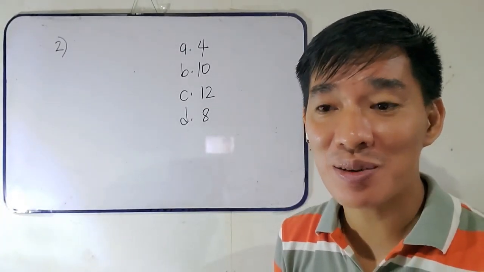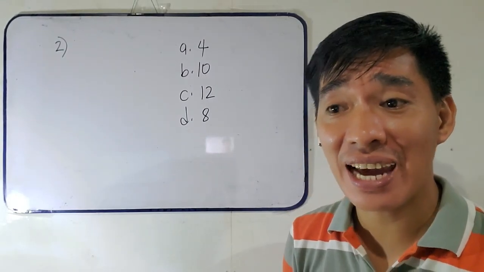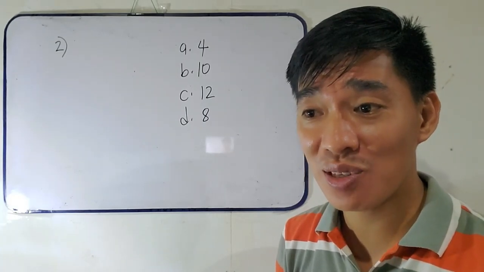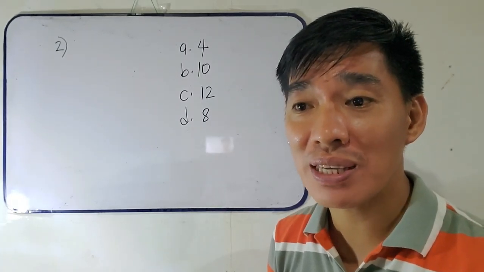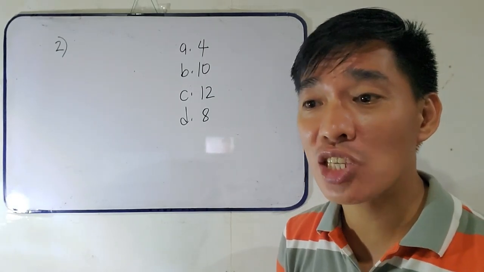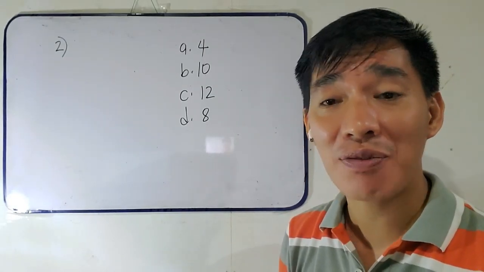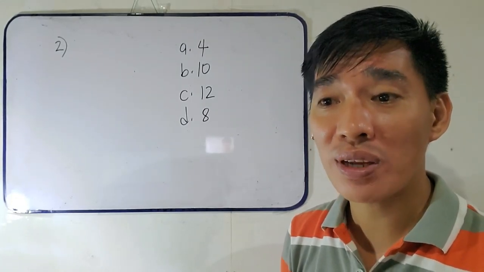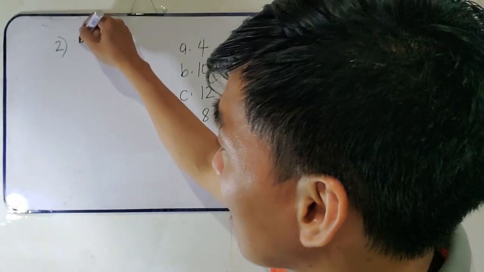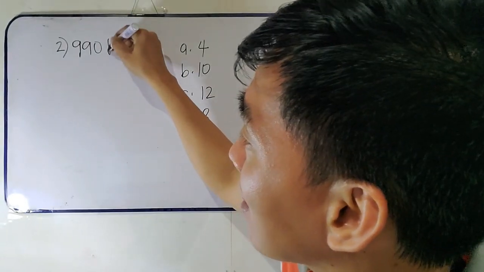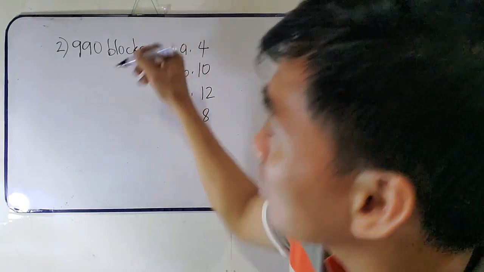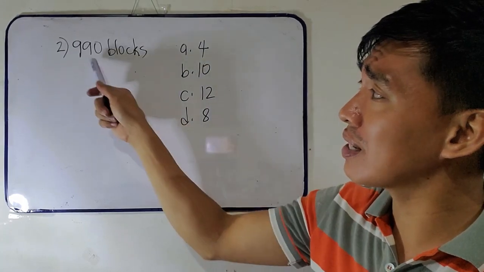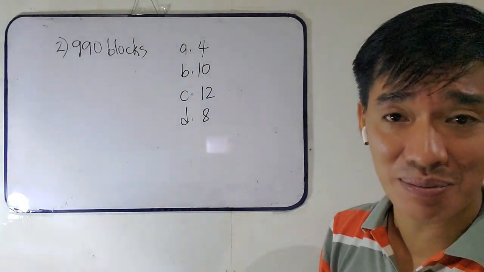For item number 2, Teresa is organizing 990 blocks into boxes at the toy store. She needs to put the same number of blocks in each box without any leftover blocks. How many boxes would Teresa use for the blocks? Remember that she has 990 blocks.